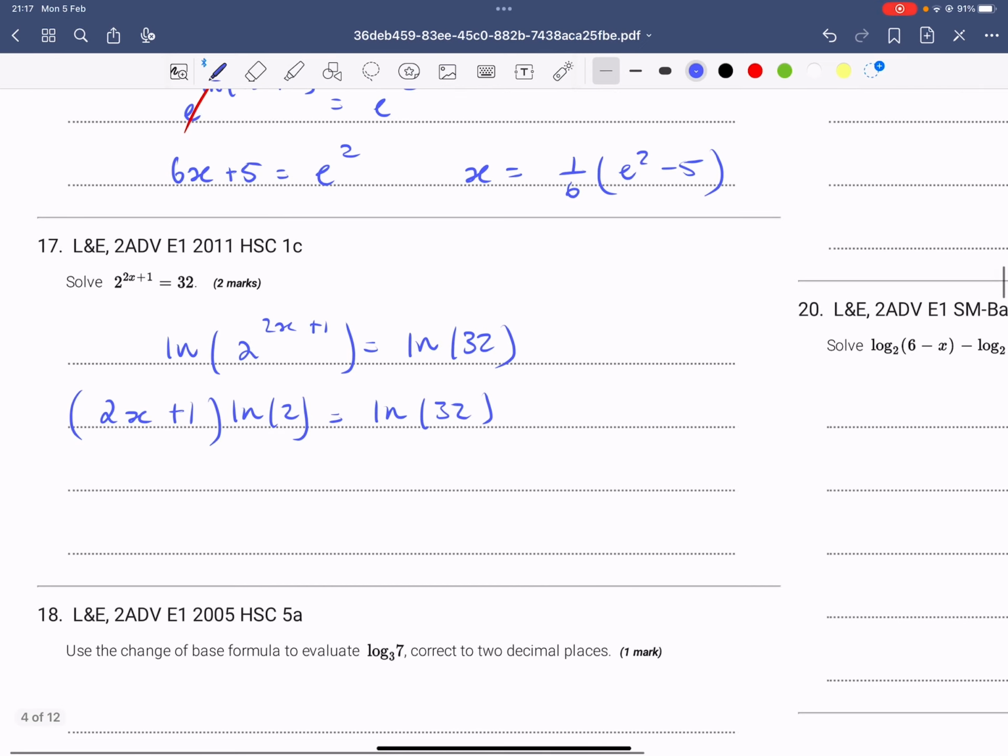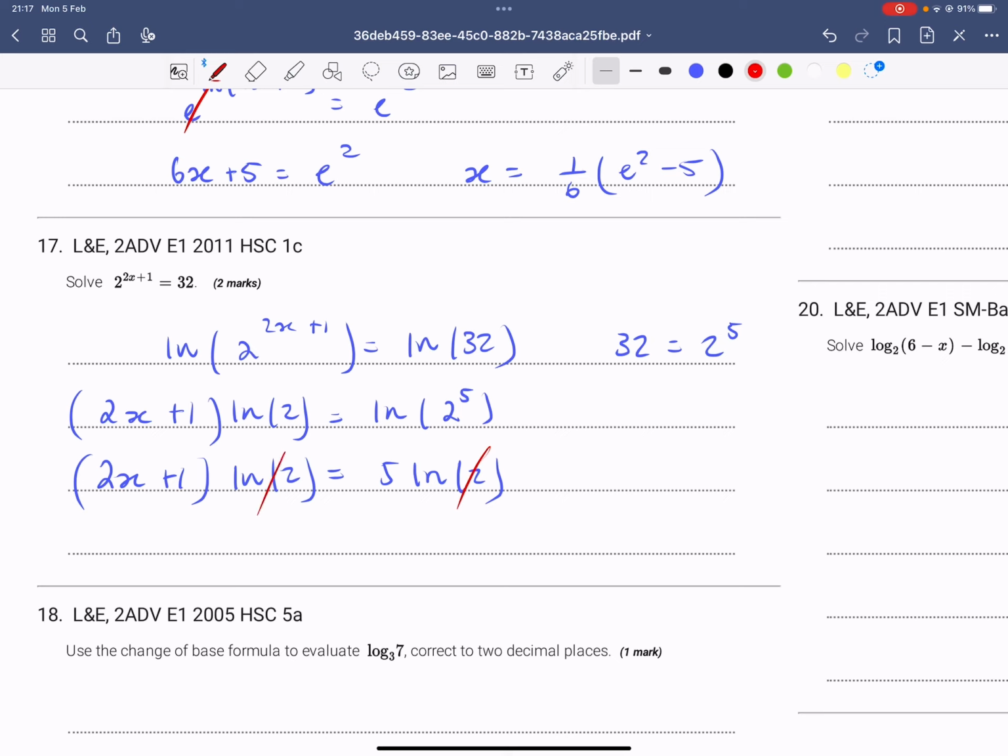Now we might notice that 32 is equal to 2 to the power of 5. So we can replace this with 2 to the power of 5. So 2x plus 1 times by ln of 2 is equal to, bring down the power, 5 ln of 2. We can cancel ln of 2 from both sides, and we've got 2x plus 1 equals 5, which means x is equal to 2.